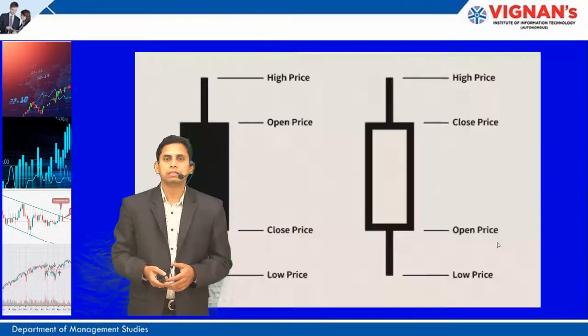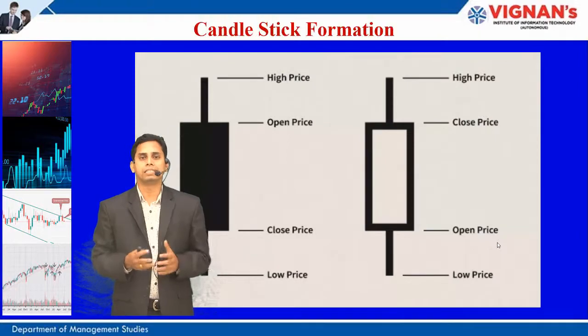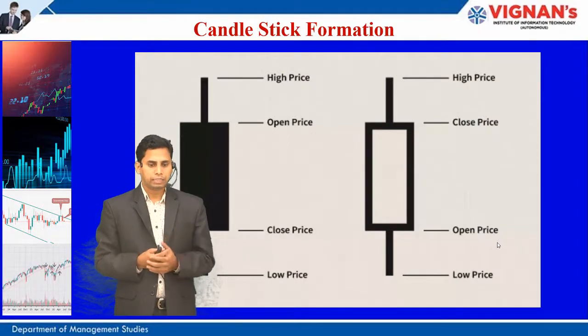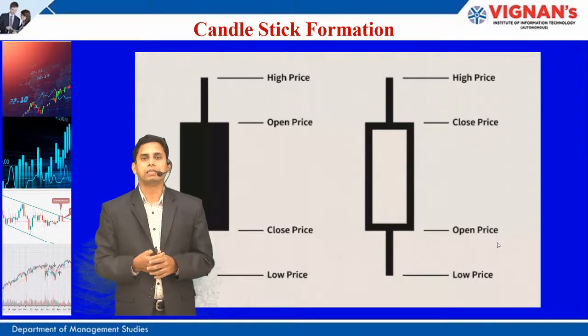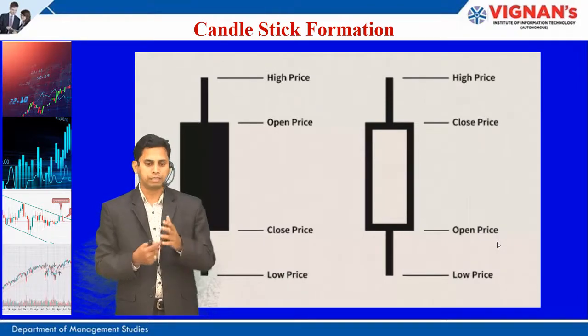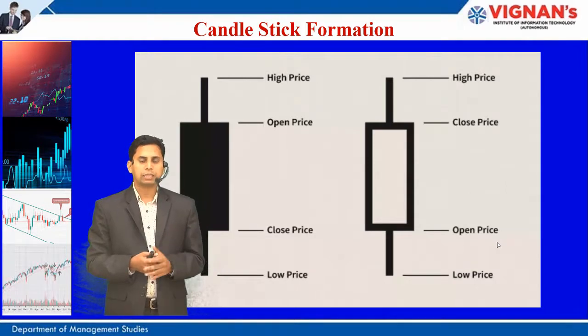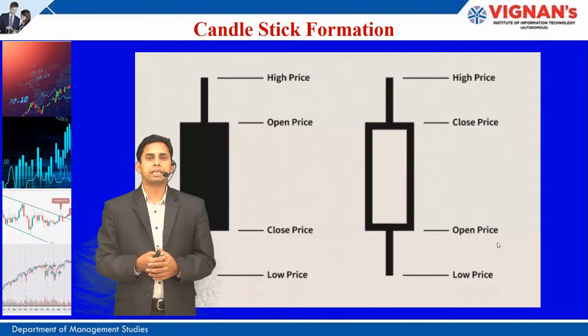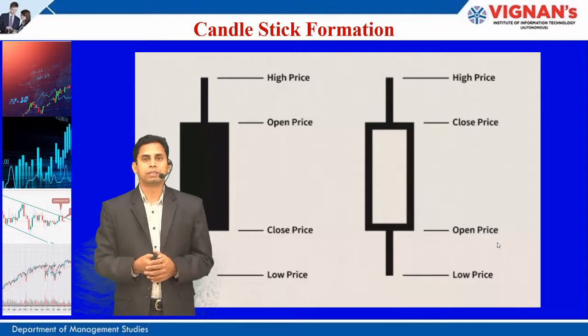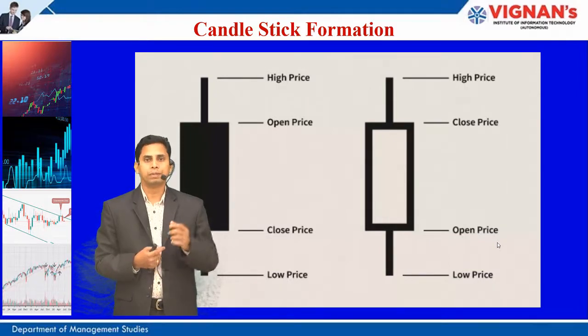Now you'll see how the candlestick is formed. Let's see the candlestick formation on the right hand side, where the candle is a white color candle. The white color candle represents the price rise. There are 4 components that can be located on one particular candle: open price, high price, low price, and close price.